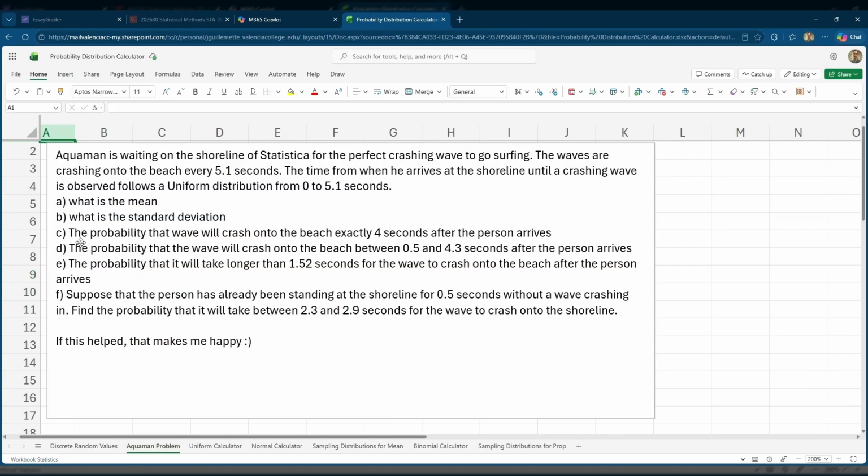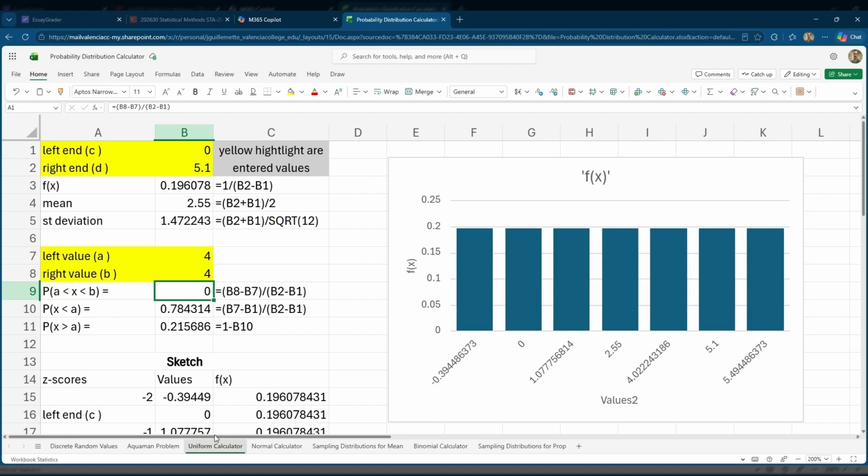All right. So what is the probability that the wave will crash onto the beach between half a second and 4.3 seconds? Perfect. Okay. So here is half a second and 4.3 seconds. Now, how is it calculating this probability? Well, the probability is really just the area under the curve, right? And the area under the curve is literally a rectangle. And so it's going to be the base times the height.